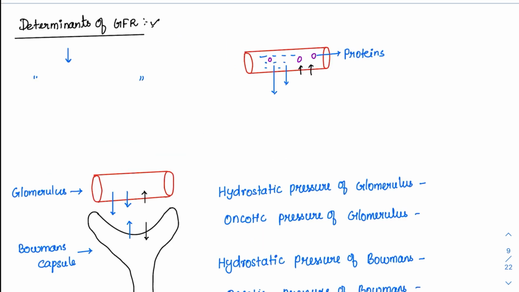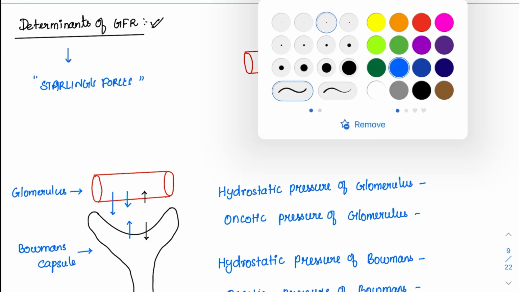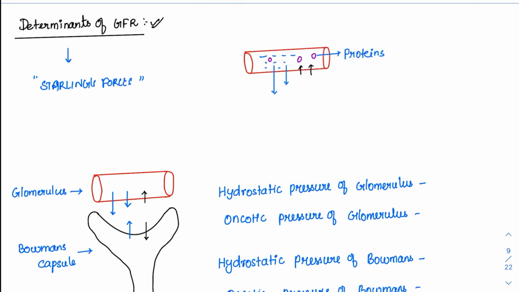So coming to the determinants of GFR, GFR is determined by Starling's forces. This is the same Starling who identified the Frank Starling law also. So what are these Starling's forces? Let's try to understand. Whenever any blood column or fluid column is there and it has some proteins, what will happen? There will be some pressure caused by the water. Suppose there is a tap, the water is there inside, it is causing some pressure on the tube.